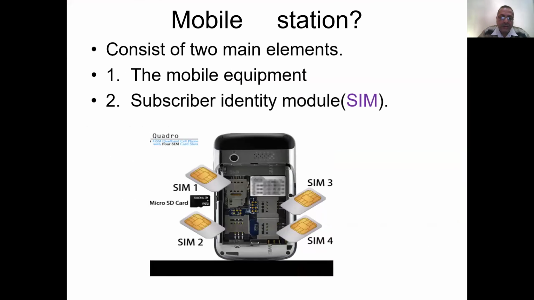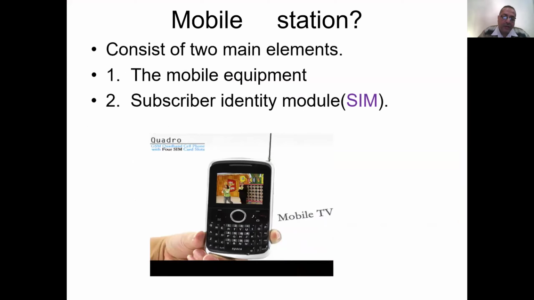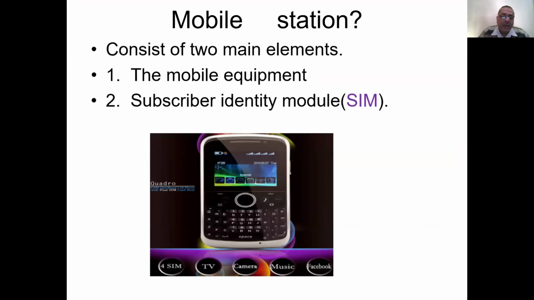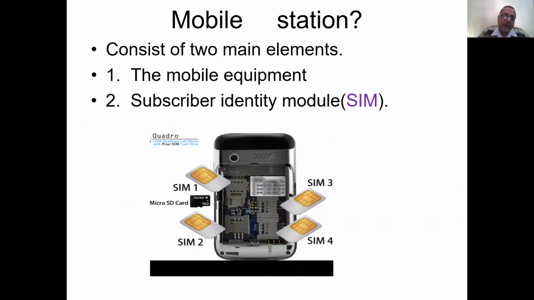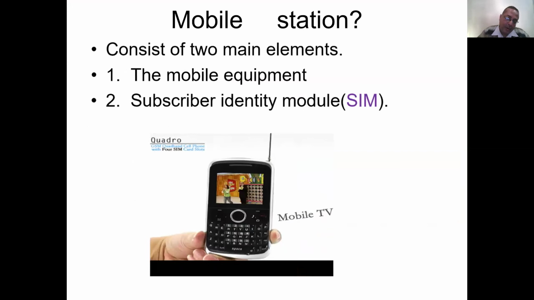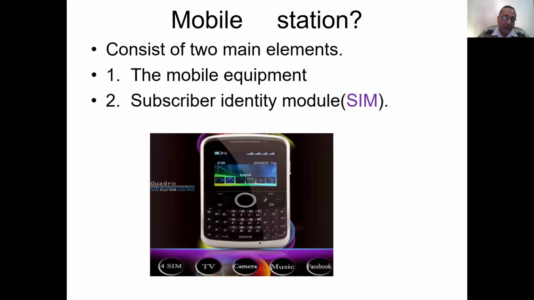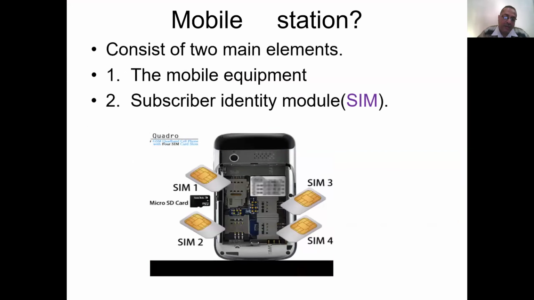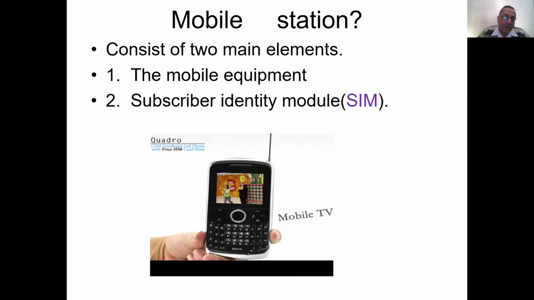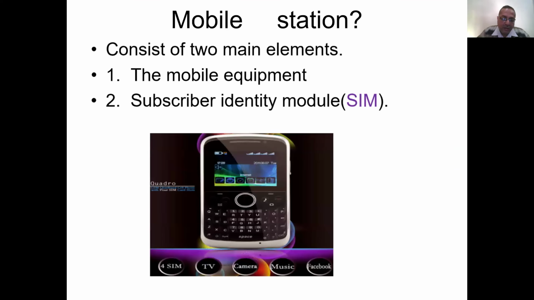Now, this technology consists of, as we are all aware from our childhood, at least two things required. What are the main elements? The first element required is mobile equipment. Naturally, that is the hardware part, or handset, we say. And the second is the SIM, which is the software part. We call it a subscriber identity module. Without this, we cannot communicate.